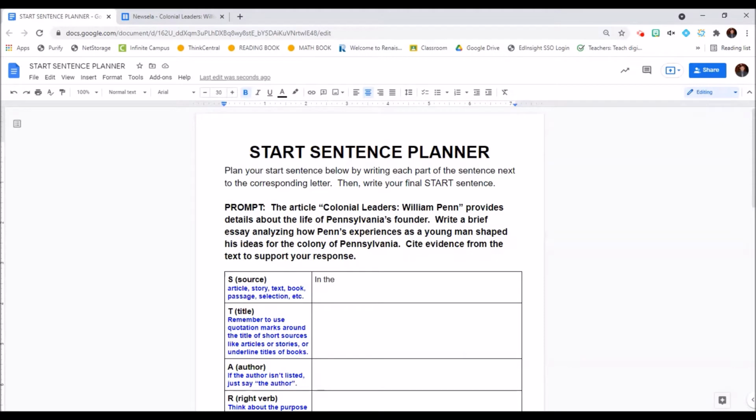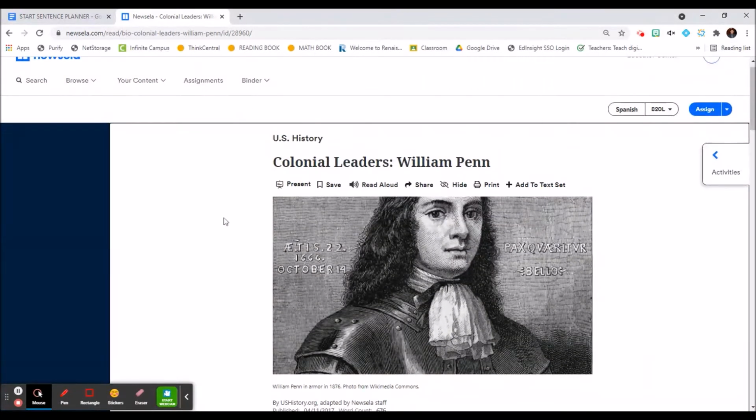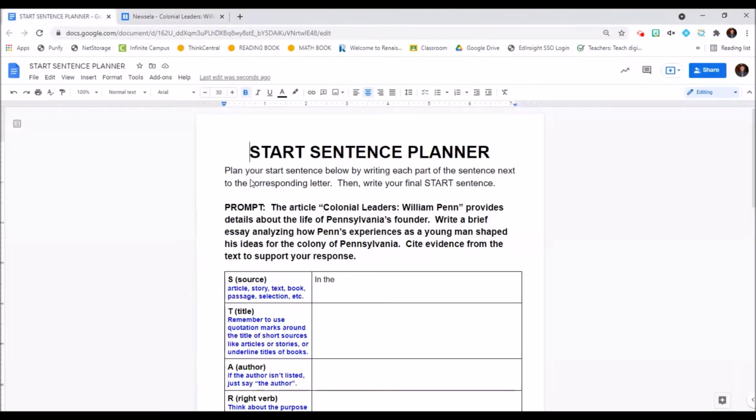And START is an acronym, so each letter stands for something. So the first S stands for source, and we start out our essay by highlighting the source. Now up here I have a prompt that I made just based on a Newsela article. So we have this article, Colonial Leaders, William Penn. Of course, we study a lot of Pennsylvania history in fourth grade, so that was an easy article to choose. So we have this article about William Penn, and after reading that article, we could respond to this prompt.